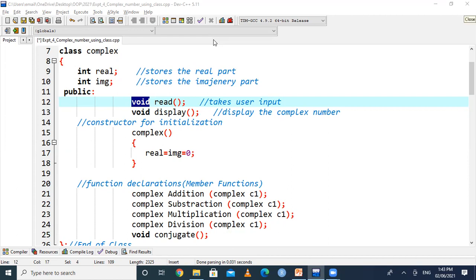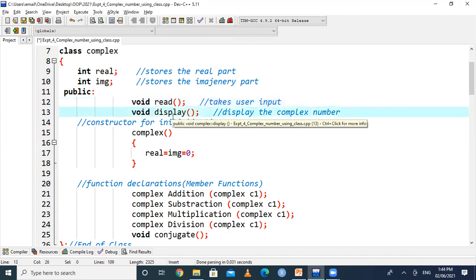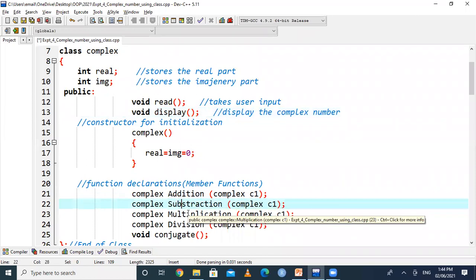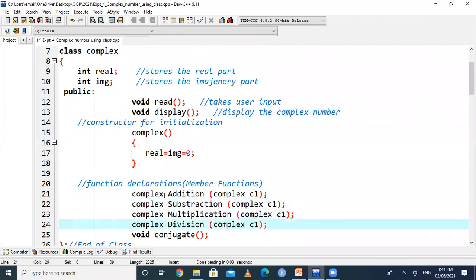Nothing. Okay, so this answer is correct. The meaning of void is nothing, meaning this read and display function doesn't return anything. So there is no need for a return zero statement in the definition of read and display. If the return type is other than void, for example, for the addition, subtraction, multiplication, and division functions, the return type is not void, it is complex.